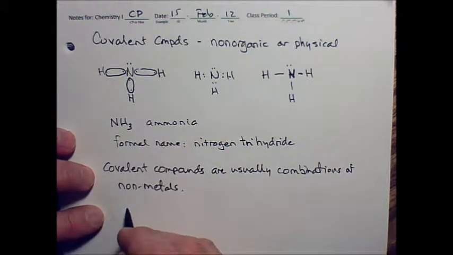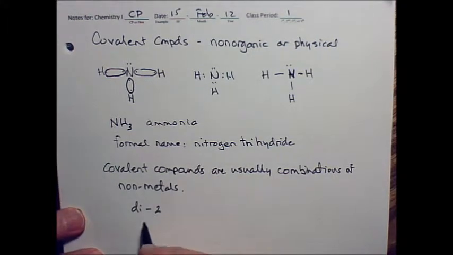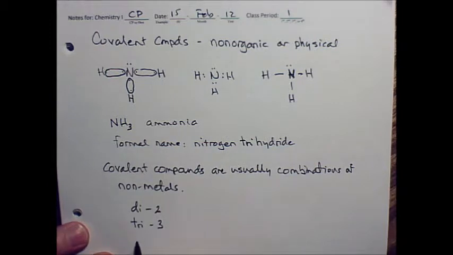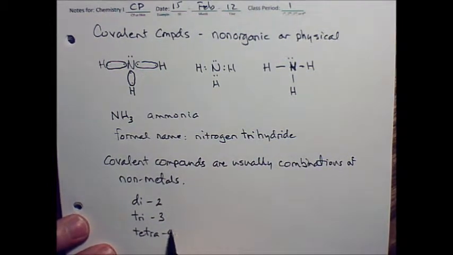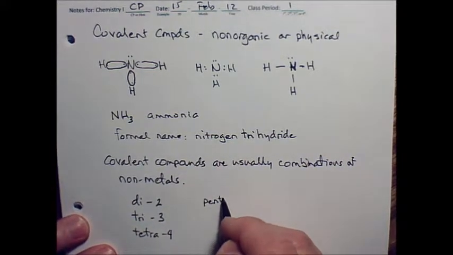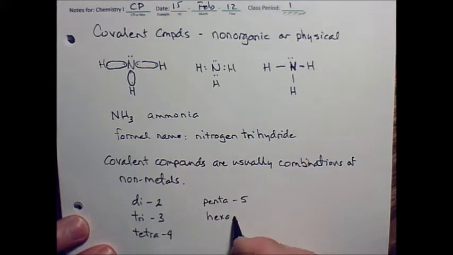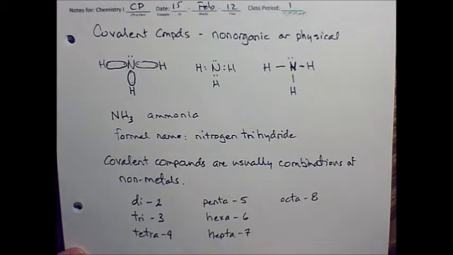And then after that, we have di for 2, tri for 3, tetra for 4, penta for 5, hexa for 6, hepta for 7, octa for 8, like an octopus has 8 tentacles, nona for 9, and deca for 10.